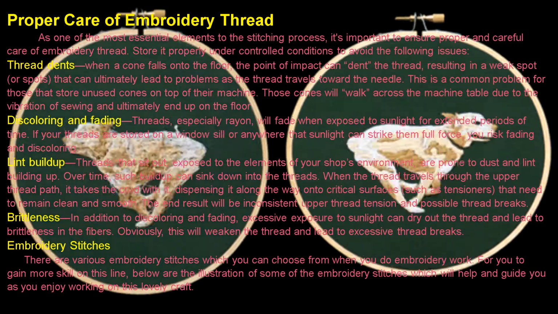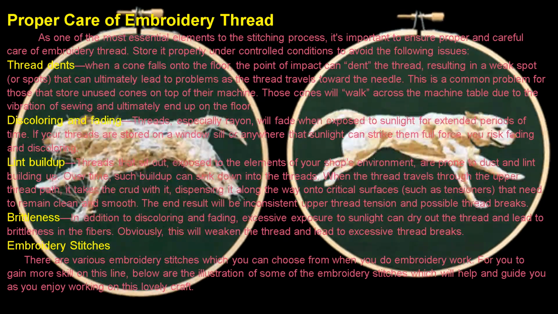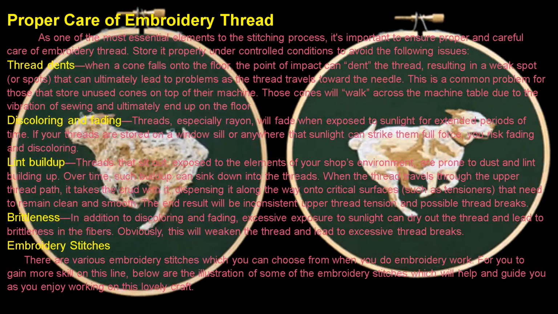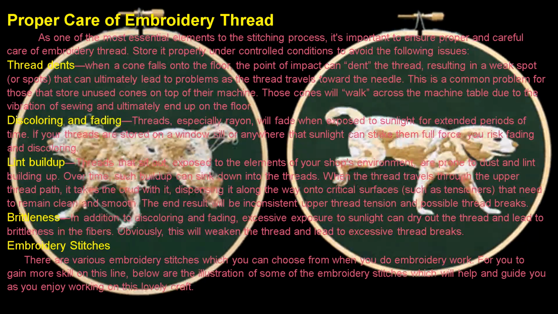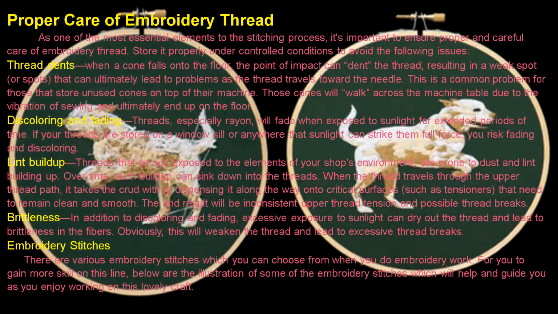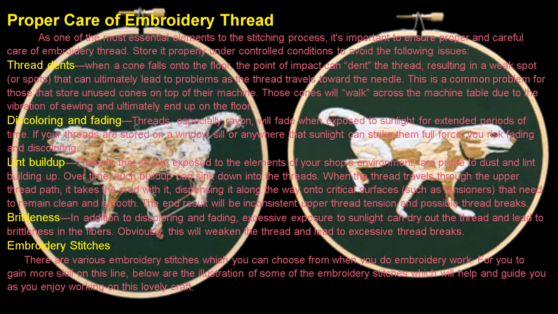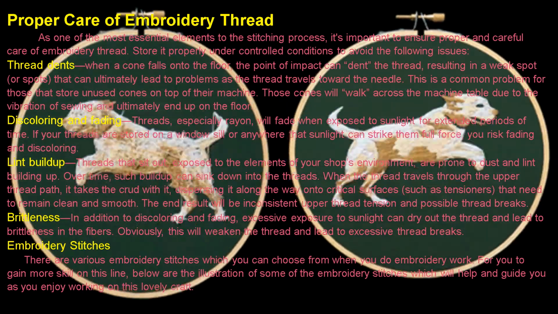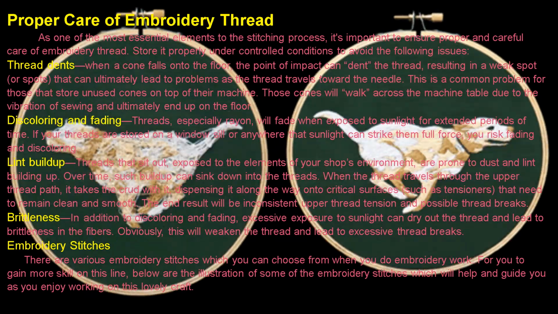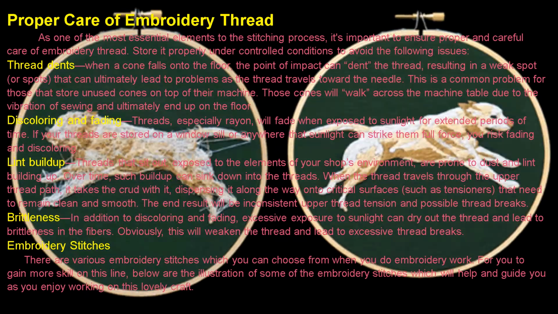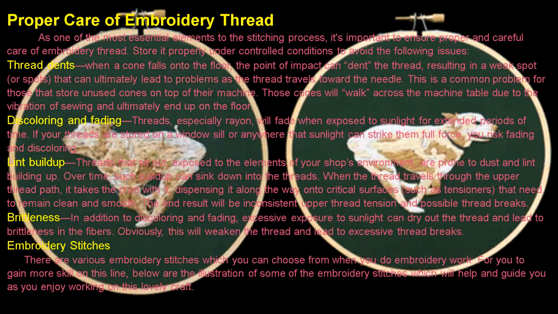Next, you have the brittleness. In addition to discoloring and fading, excessive exposure to sunlight can dry out the thread and lead to brittleness in the fibers. Obviously, this will weaken the thread and lead to excessive thread breaks.